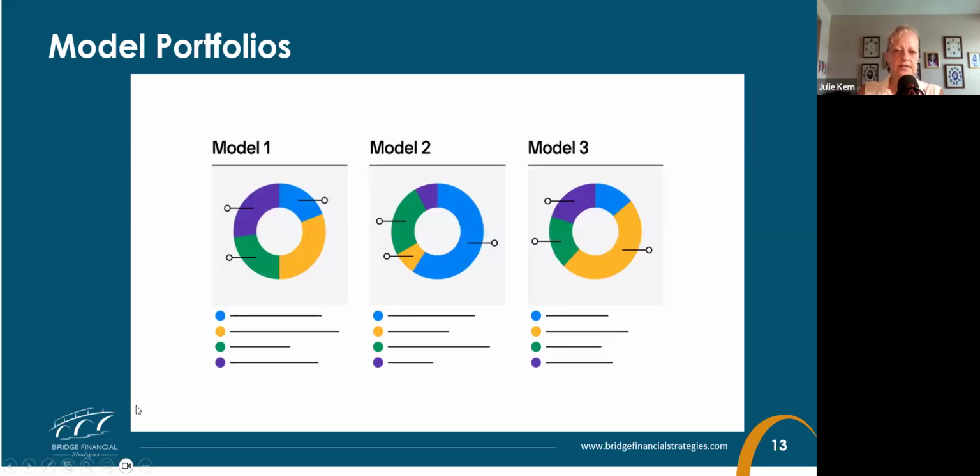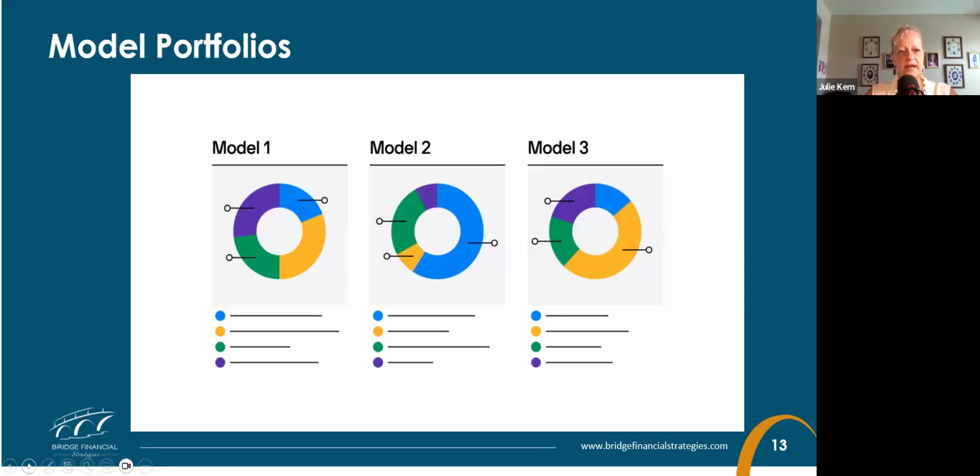Those of you who are clients know that we use a software called Nitrogen. It used to be called Riskalyze, and you take a fun little questionnaire, and then it tells you what your risk score is. And then we match that up with the model portfolio that makes the most sense in terms of being closest to your personal risk.